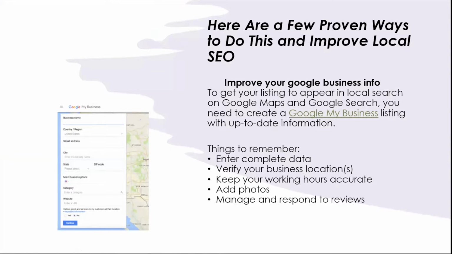Now, these are some of the methods, or behind-the-scenes things, that help us reach SEO. First is creating an account on Google My Business. Even if you search on Google Maps and Google Search, first we need to create a Google My Business listing with up-to-date information. It's simply entering complete data, then verifying the business location, working hours, photos, and managing and responding to reviews.